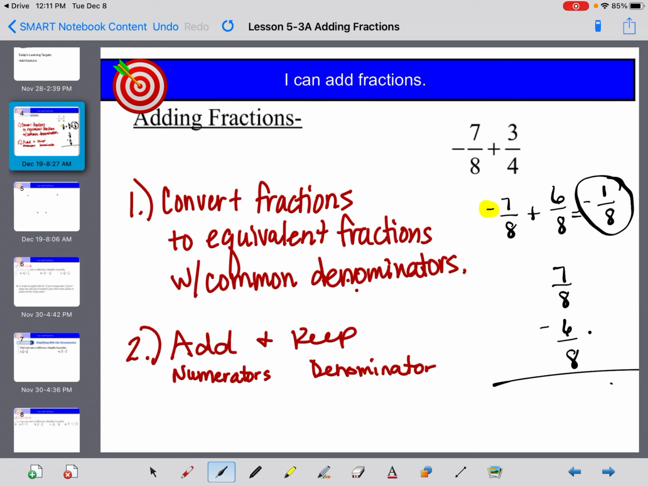So to just recap, we converted the fractions to having a common denominator of 8. Then I used the rules for adding and subtracting integers to subtract the two numbers and give it the sign of the bigger absolute value.